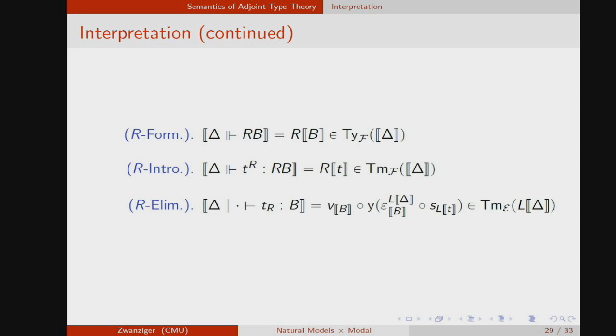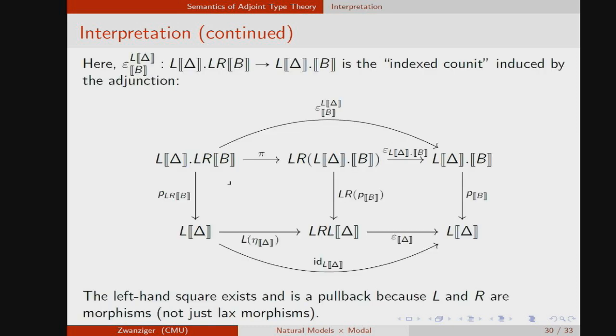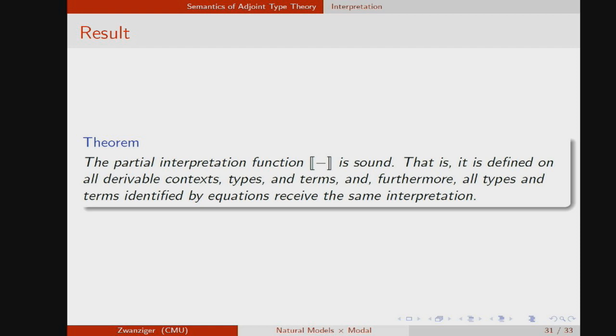If we're trying to interpret the elim rule for R, we apply L to the term, then we realize it as a section. Then we use the indexed co-unit induced by the adjunction, which lives in the slice over L interpretation of delta, and then we turn it back into a term. So we turn it into a section, we do something to it, then we turn it back into a term. And this is the definition of that indexed co-unit. And that interpretation is sound.